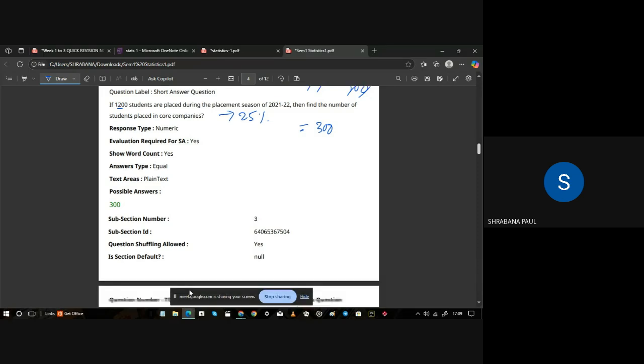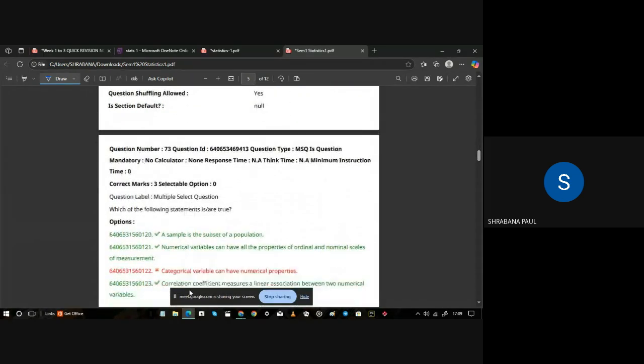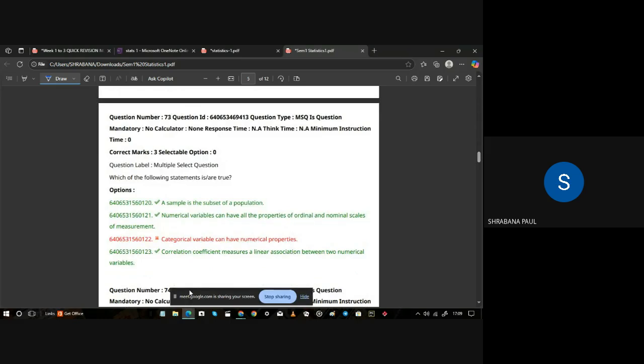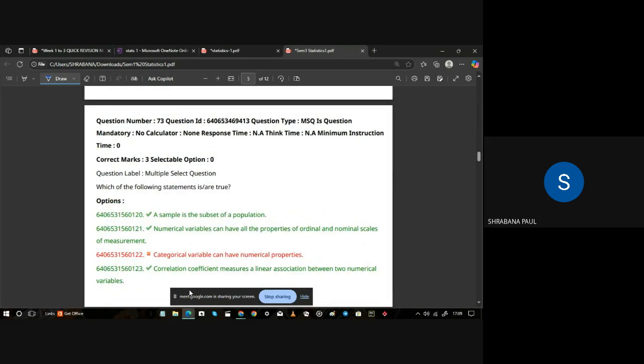Understood? Then moving to the next question. If understood, give a thumbs up. Coming to the next question then. Okay, so what is in this? Which of the following statements are true? Which is true? Sample is a subset of the population.